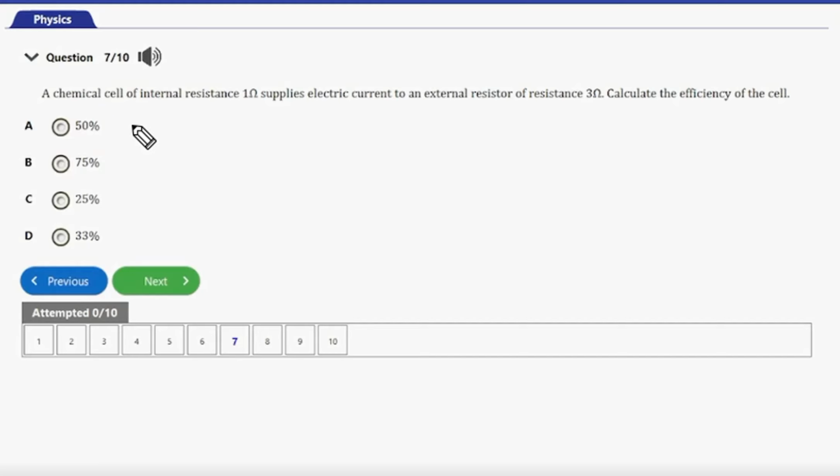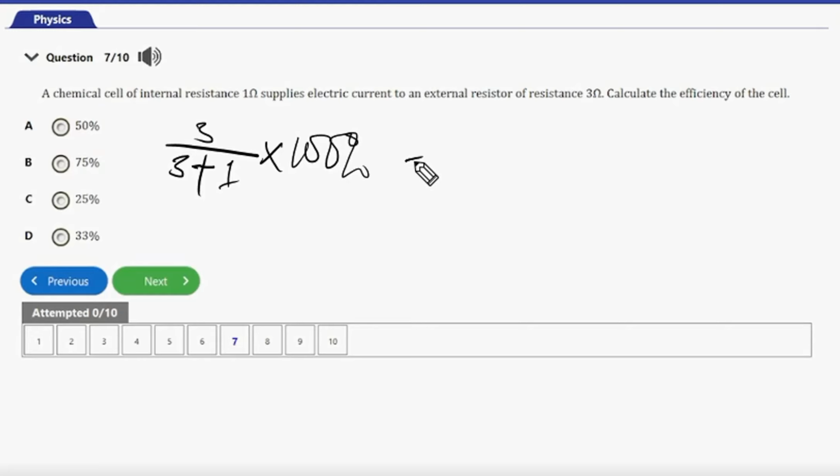So the efficiency is going to be load resistance, which is the external resistance here, that's 3, over load resistance again, which is the external resistance, which is 3, plus the internal resistance, which is 1 here, then whatever it is times 100%.